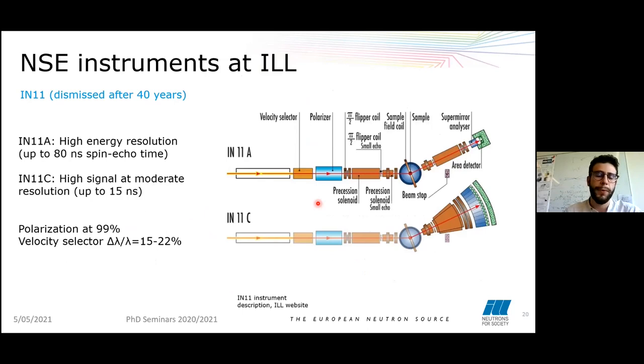At ILL, the first neutron spin echo instrument was IN11, which was dismissed after 40 years last year, and its main configurations were the IN11A with high energy resolution, and IN11C with high signal but moderate resolution because there is a larger area detector. The polarization is 99% and the velocity selection is 15-22%, so quite wide.